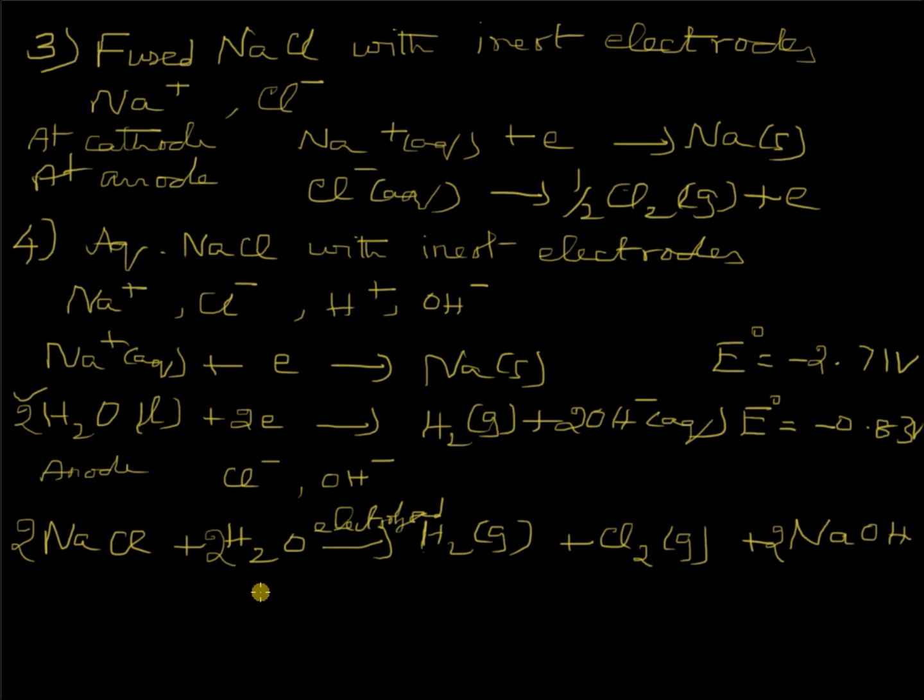Actually, this is the reaction that is used in the electrolytic cell to produce sodium hydroxide. For producing sodium hydroxide on a large scale in an electrolytic cell, we use brine, or aqueous sodium chloride solution, and sodium hydroxide is manufactured, which is industrially a very important chemical. It is manufactured on a large scale, and the byproducts are H2 gas and Cl2 gas. So this is the fourth one we have considered, electrolysis of aqueous NaCl.